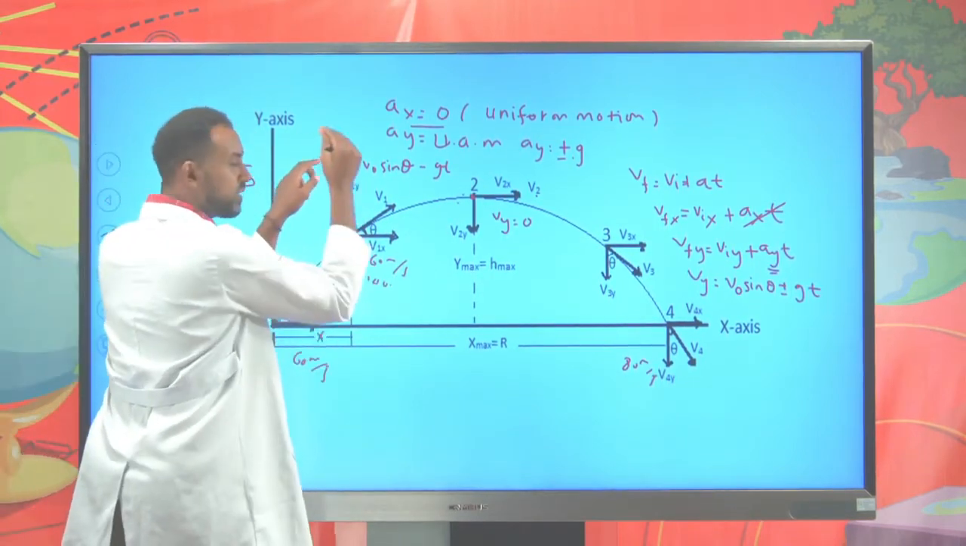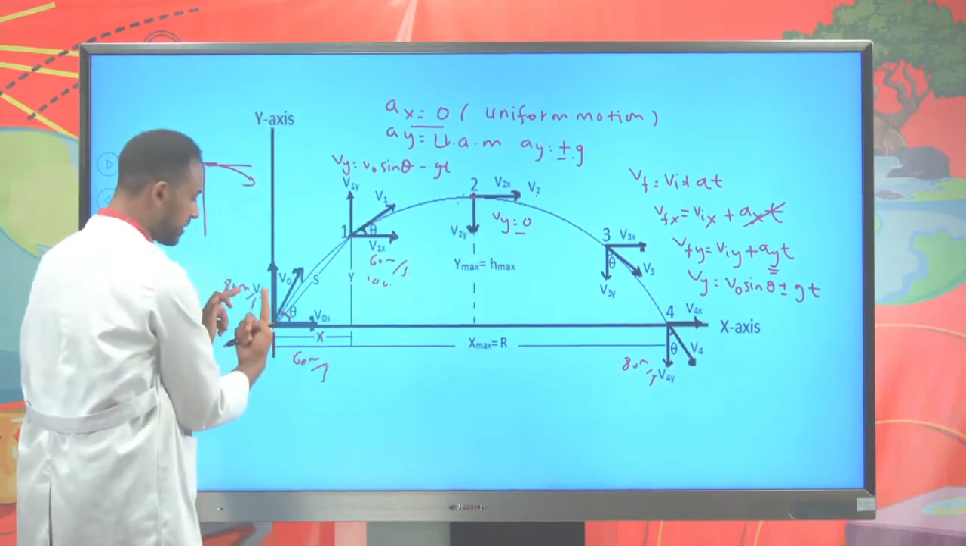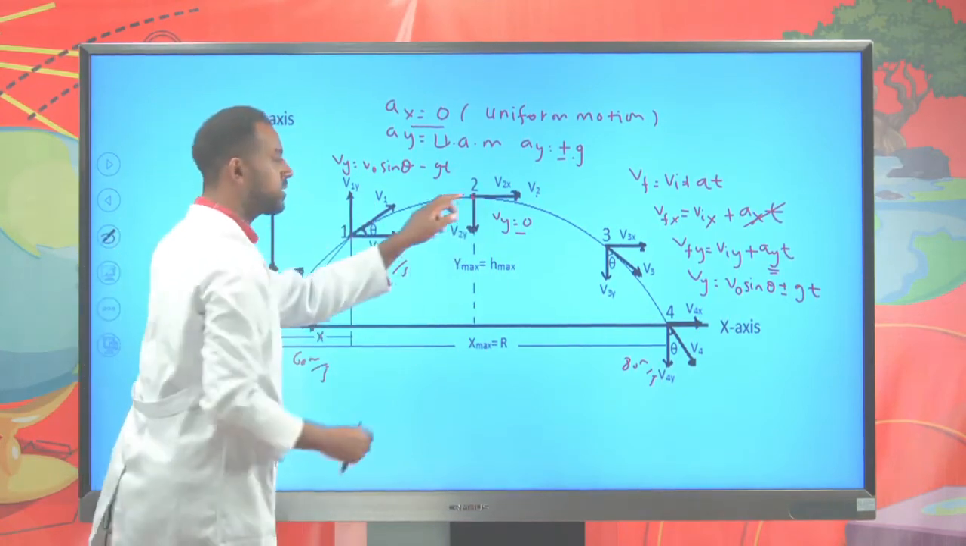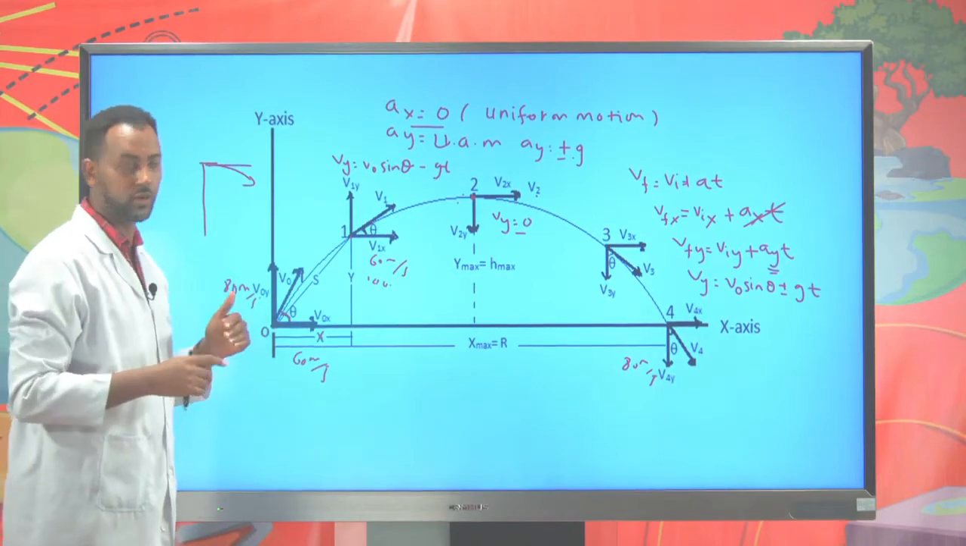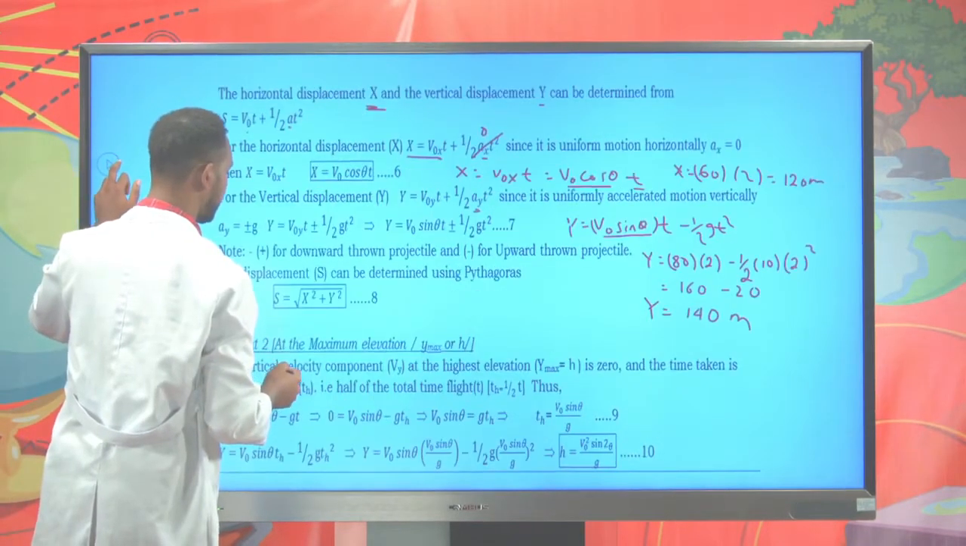And the vertical velocity, at its maximum height, is 0. We have said that it is 80 at this moment. For every second, it decreases and decreases. While it reaches its maximum height, the vertical velocity component is 0. So we can substitute 0 here and find an equation.